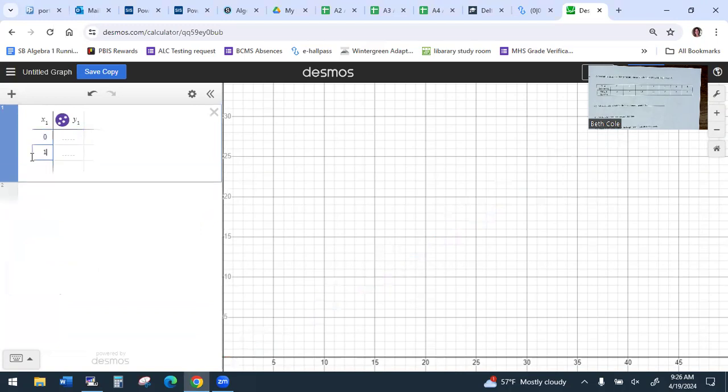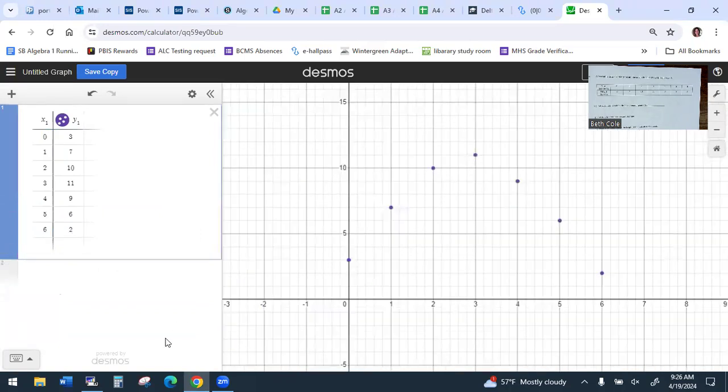All right, what is this? 0, oops, 1. Oh, it just goes up. That's convenient. All right, and then what do we got? 3, 7, 10, 11, 9, 6, 2. All right, I'm gonna hit the magnifying glass. Do you see how it's a U shape?